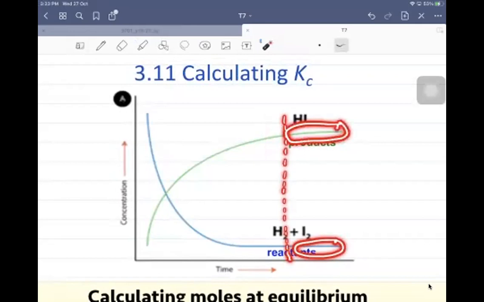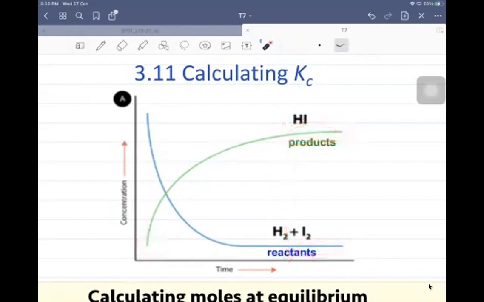Will it always be products higher than reactants? Not necessarily. We can also get reactants having a higher equilibrium concentration than the products. But the most important thing is your initial concentration is the one that I'm circling right now.